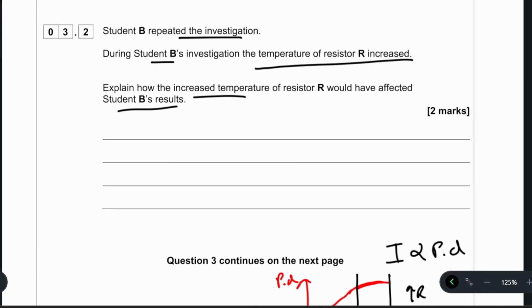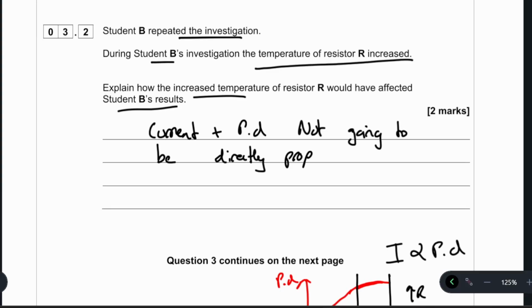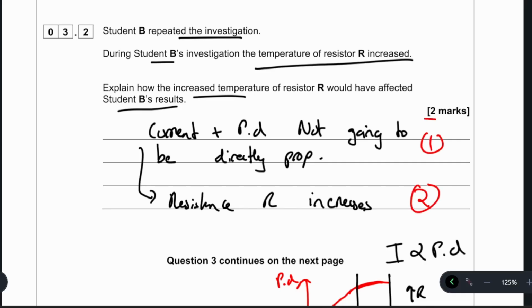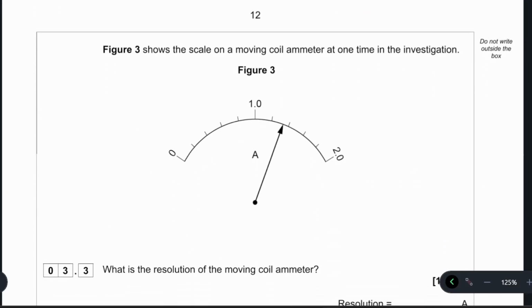So how would we write that then? Essentially, what you'd have is the fact that the current and the potential difference are not going to be directly proportional. And this is because the resistance of R increases. Okay, so that's what you say for your 2 marks. That's your first mark, that's your second mark. So hopefully that makes sense.